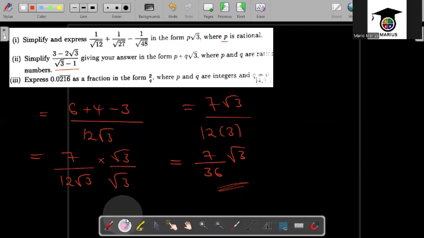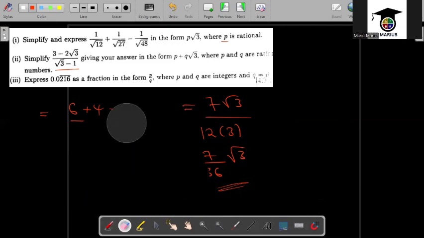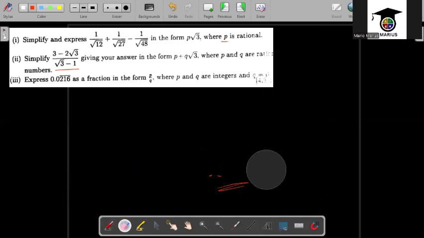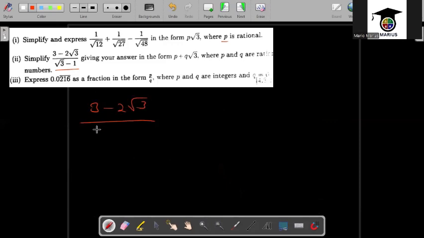So now let's do the next one, I think you understand it better when we do this. The one who was asking that question. So you have 3 minus 2 root 3 divided by root 3 minus 1. Then they're telling you to put it in that form. So here now you use the conjugate concept. You are going to multiply by root 3 plus 1, then here as well by root 3 plus 1.